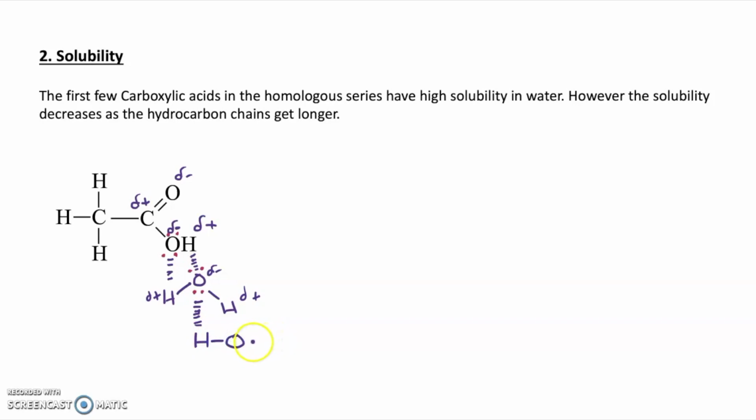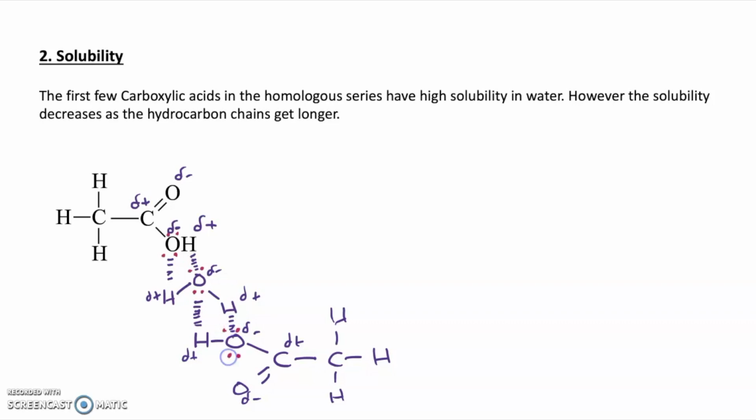Now, when drawing a hydrogen bond, it's also important that I put in the lone pairs on the oxygen, and there's two lone pairs, and one of these lone pairs can contribute to the hydrogen bond. So you'll notice that in water there's two lone pairs, and one of these lone pairs on the oxygen is forming a hydrogen bond to the delta plus hydrogen in ethanoic acid, and the other lone pair is forming another hydrogen bond to another delta plus hydrogen in ethanoic acid.